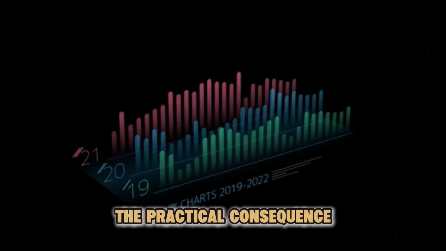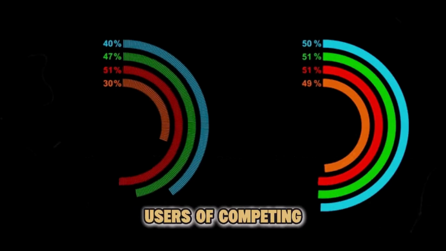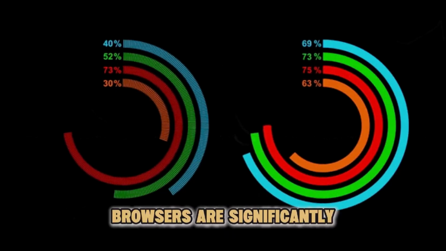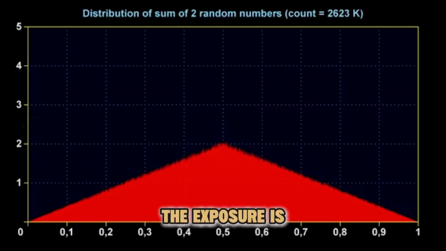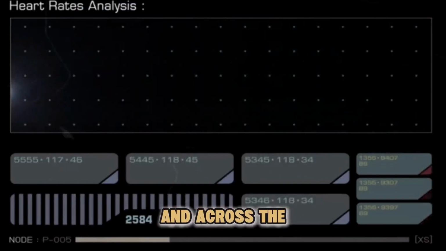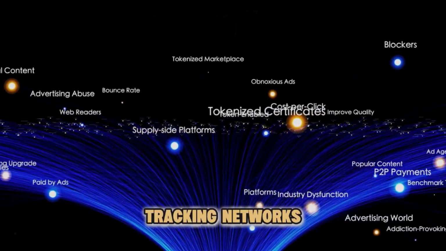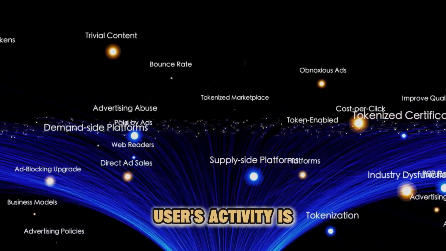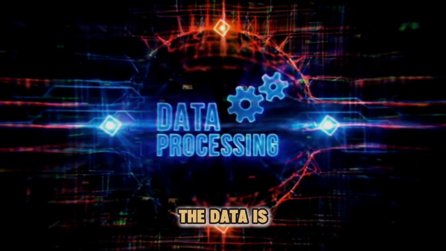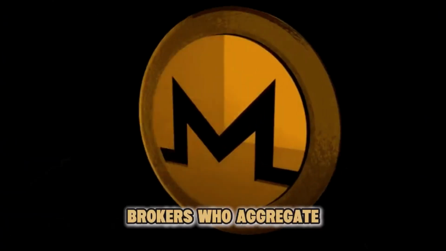The practical consequence is that Chrome users in 2026 are exposed to tracking methods that users of competing browsers are significantly more protected against. The exposure is not catastrophic in isolation, but over time, and across the many sites that the typical user visits, the data that flows to tracking networks from a Chrome user's activity is substantial. The data is used for ad targeting, for audience segmentation, for cross-site profile building, and for sale to data brokers who aggregate it with data from other sources.